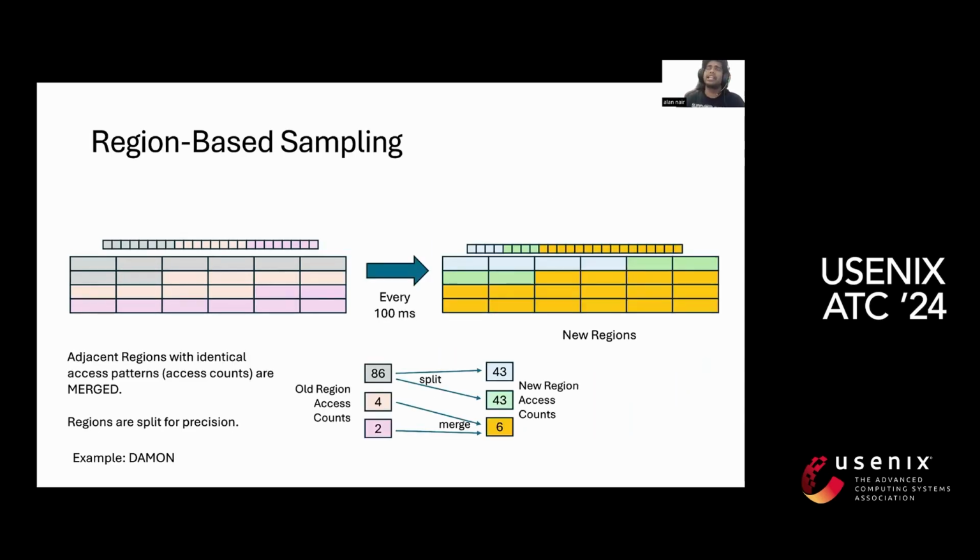Every 100 milliseconds or so, region boundaries are updated. Regions are split into subregions to improve precision, while adjacent regions with identical access patterns are merged to keep the region count under check. The successive split and merge paradigm ensures that regions converge to the underlying access pattern over time. The most well-known tool that operates on this approach is DAMON, or the Data Access Monitor, which is now a part of the Linux kernel.